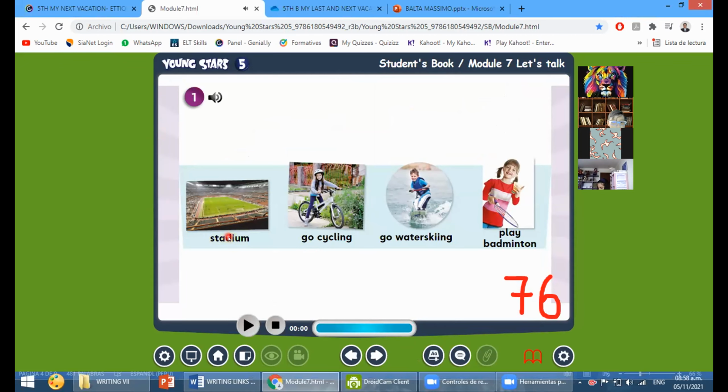Stadium. Go cycling. Go water skiing. Play badminton.